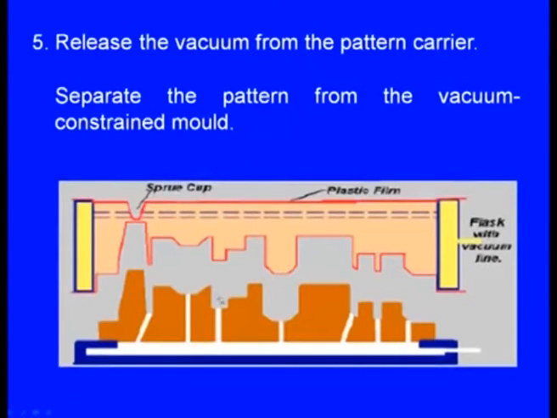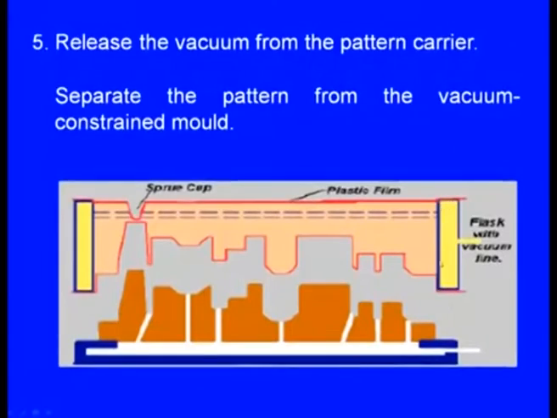At the top there is polymer film or the plastic film, at the bottom also there is plastic film. You see here, right down it is sealed on all the four sides of the flask. Here it is sealed and here it is sealed, here it is sealed and here it is sealed. Now, the pattern is withdrawn.